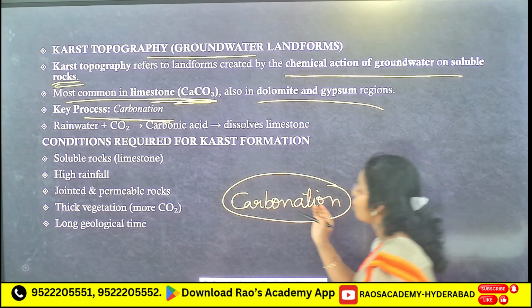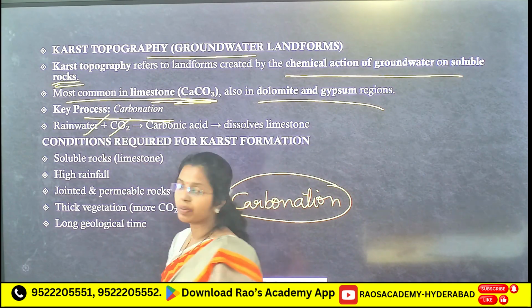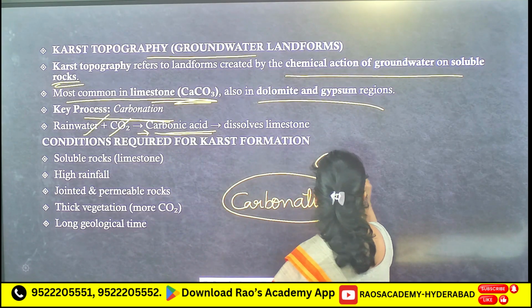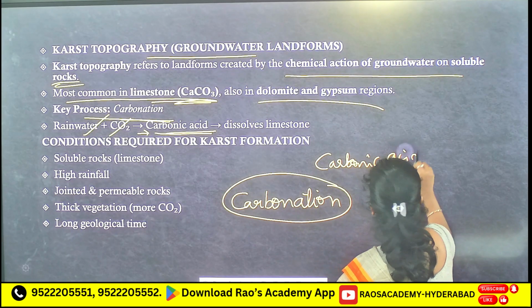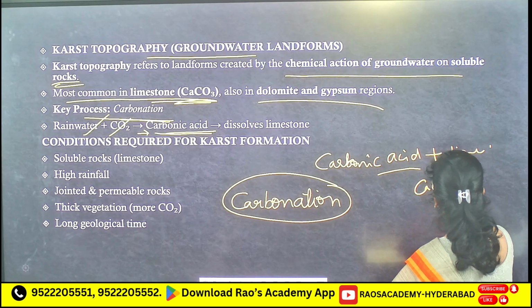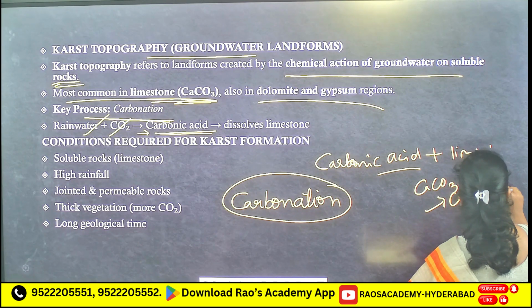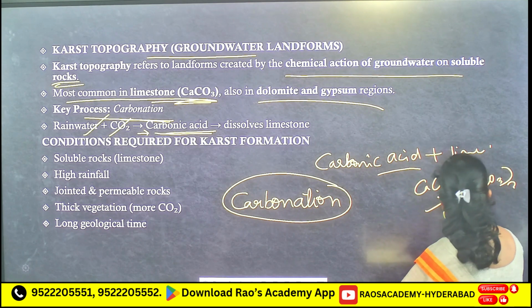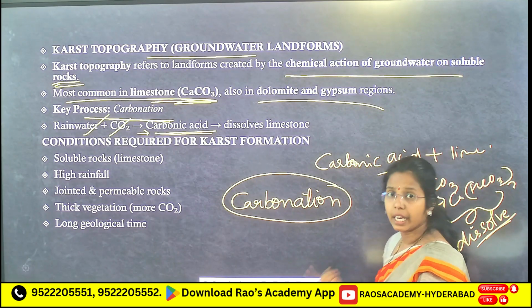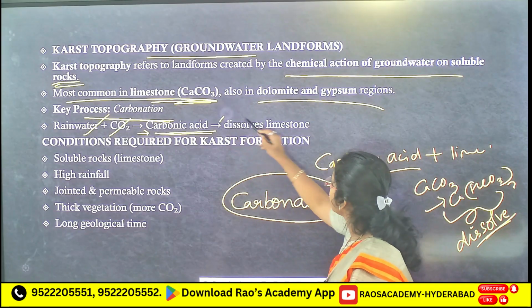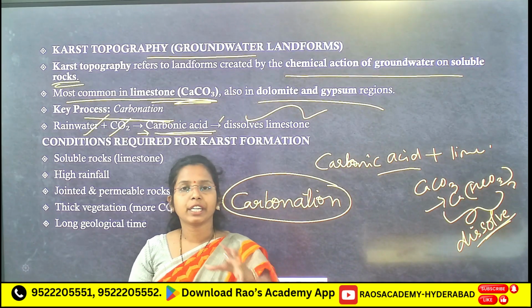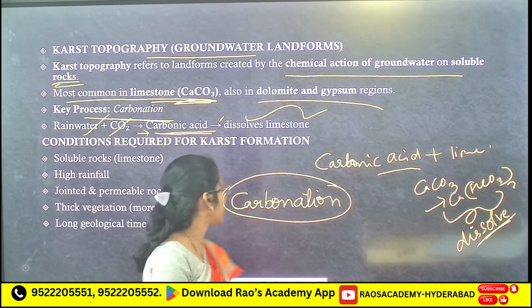Here what happens: when rainwater mixes with CO2, it produces carbonic acid. This carbonic acid reacts with limestone, CaCO3, and produces Ca(HCO3)2, calcium bicarbonate. This is soluble in water, so this carbonic acid dissolves limestone. When limestone is dissolved in the rock, you will see different types of landform formation.